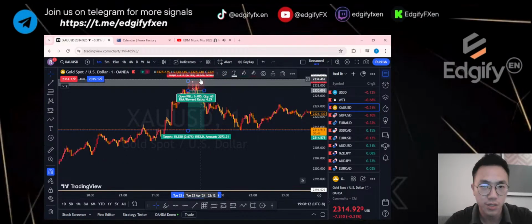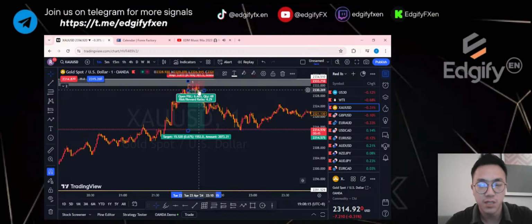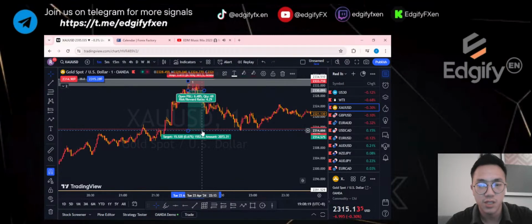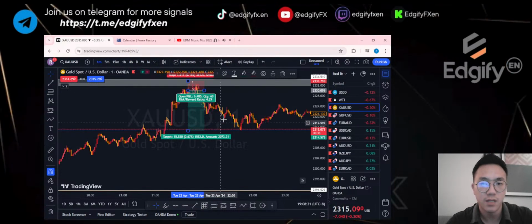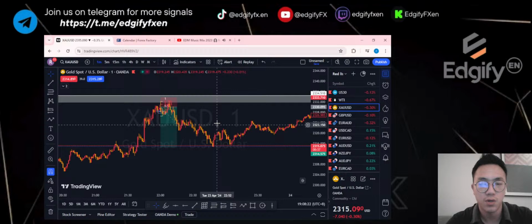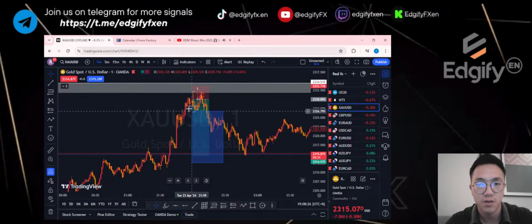Which means if you lose $1 on this trade here, from this entry to the stop loss is $1. Then from here to here it's a $4 gain. So that's what you guys need to look for.